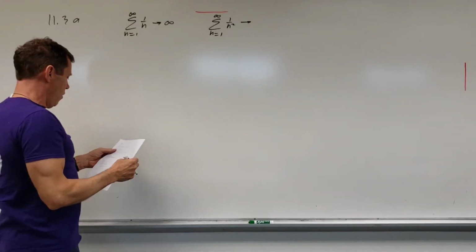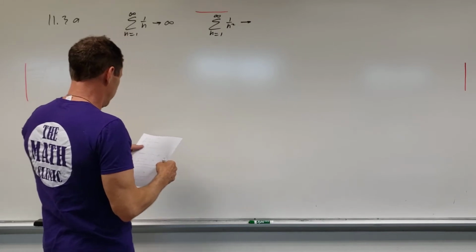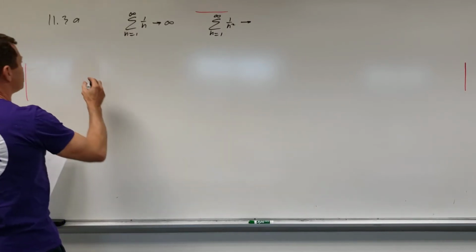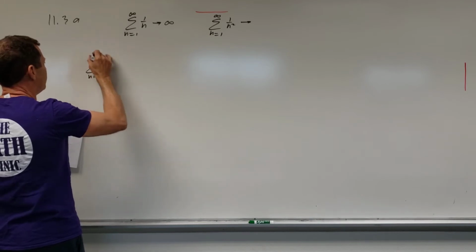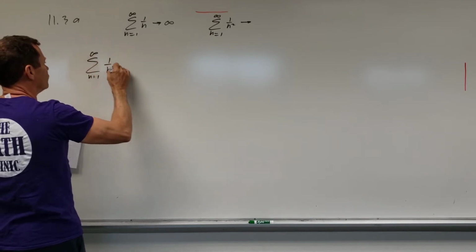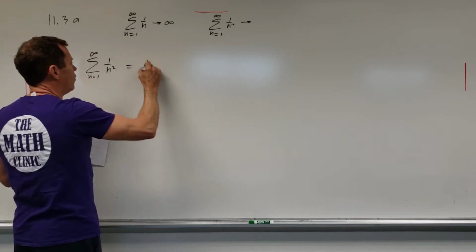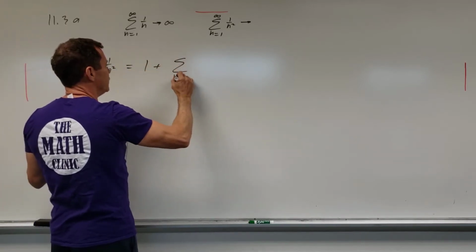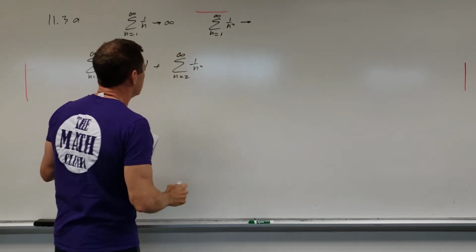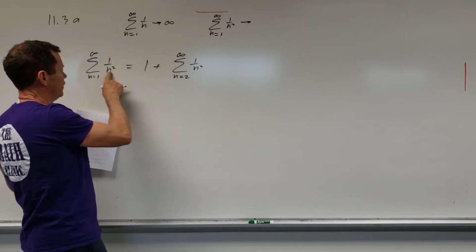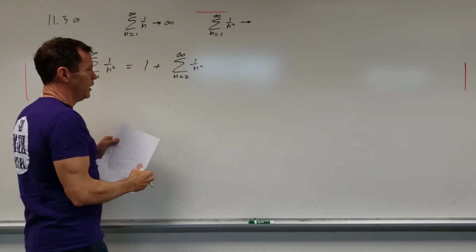So we're going to start something called the integral test. So let's look at the summation n equals 1 to infinity of 1 over n squared. Well, that equals 1 plus the summation n equals 2 to infinity of 1 over n squared. Okay, all I did is pull off the first term. Taking the first term, sticking in a 1, you get a 1. And so that's all I've done.